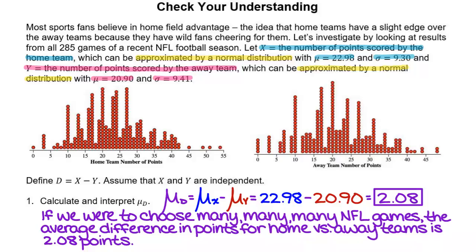If we were to choose many, many, many NFL games, the idea is that this is over the long run. So if we were to choose many, many, many NFL games, the average difference in points for home versus away is 2.08 points. I'm trying to share as much feedback as I can from the rubrics that I've seen. They want to see something about in the long run, but they really want to go after that many, many thing.